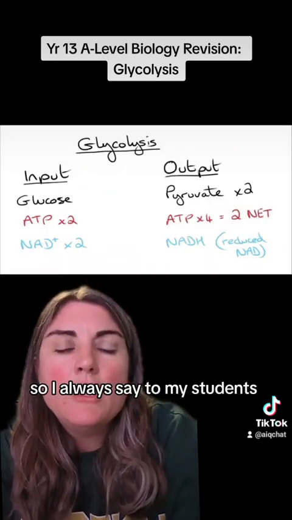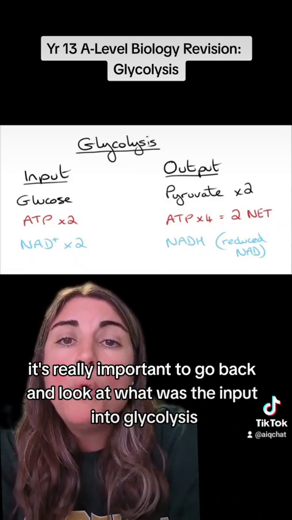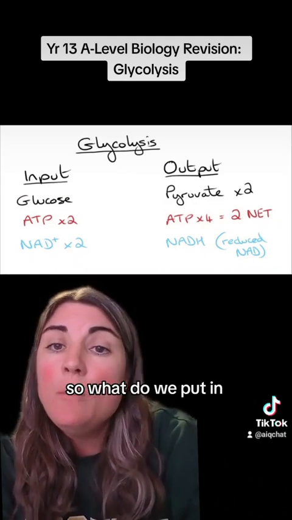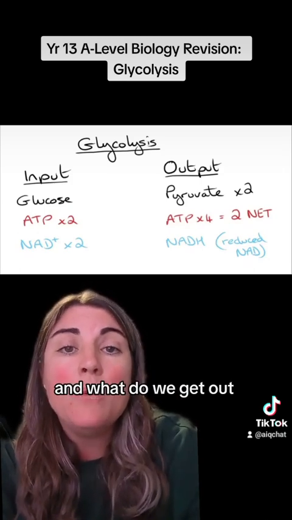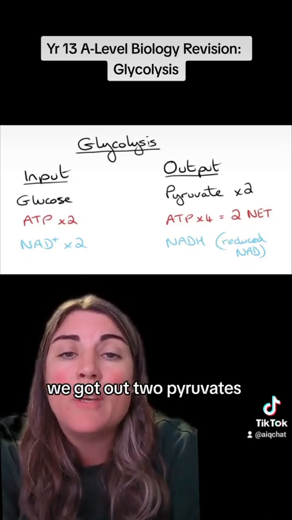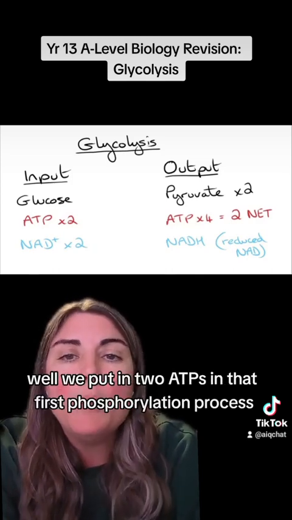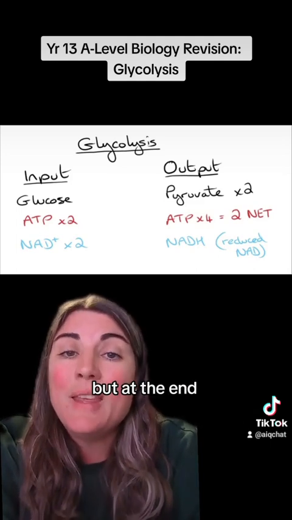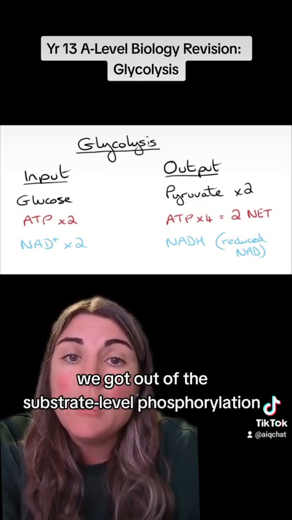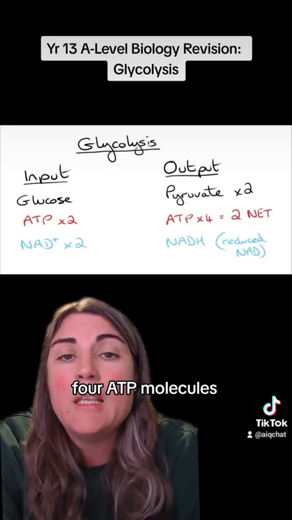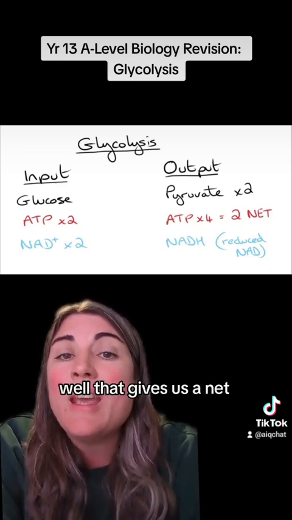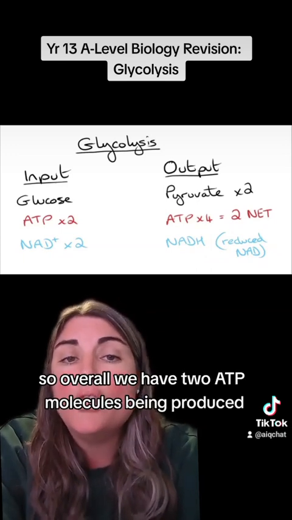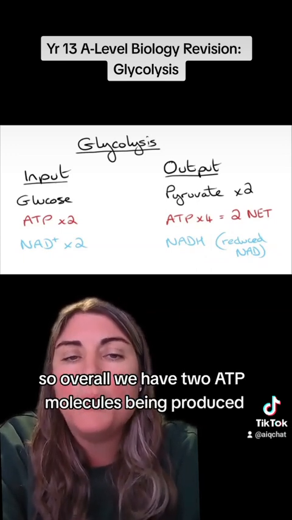So I always say to my students, it's really important to go back and look at what was the input into glycolysis and what's the output. So what did we put in? We put glucose in, and what did we get out? We got out 2 pyruvates. Now, what did we put in? Well, we put in 2 ATPs in that first phosphorylation process, but at the end, we got out of the substrate level phosphorylation 4 ATP molecules. Well, that gives us a net. We had to put 2 in, we got 4 out, so overall, we have 2 ATP molecules being produced.